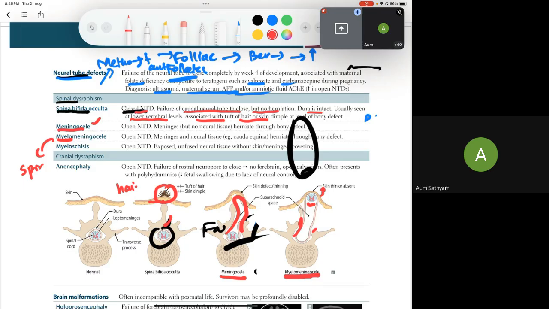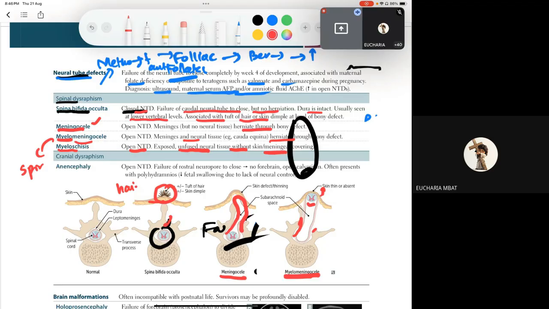So again, these are examples of open neural tube defects. The meninges are going to be herniating through the bony defect, while in meningomyelocele, both the meninges and the neural tissue are going to be herniating through the defect, right? What happens in myeloschisis? What do you mean by schisis? We discussed it in MSK. Yes, protrusion coming out from a cavity. Yes, perfect. So you can see it's an open neural tube again, and we are going to be having unfused neural tissue without skin and without meningeal covering. So we are going to be having pure spinal cord just coming out of the defect, right?